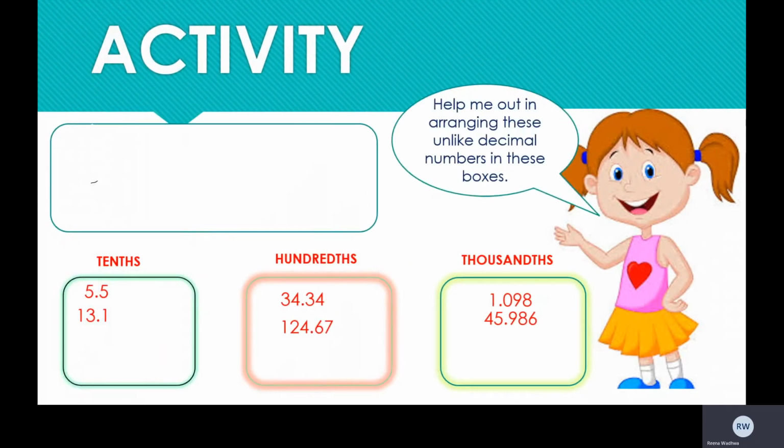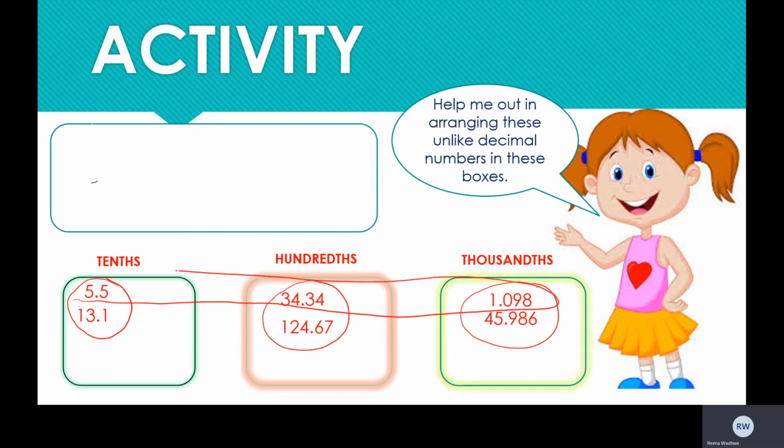So look at this. This is a pair of like decimals. This is again a pair of like decimals. This is again a pair of like decimals. But if horizontally we see this, these three are unlike decimals. It has 1 decimal place, it has 2 decimal places, it has 3 decimal places. So these three are unlike decimals, but in the box we have pairs of like decimals.